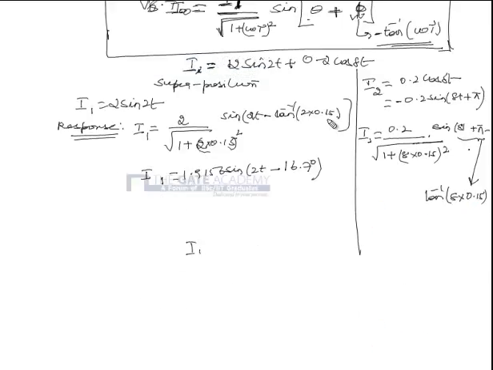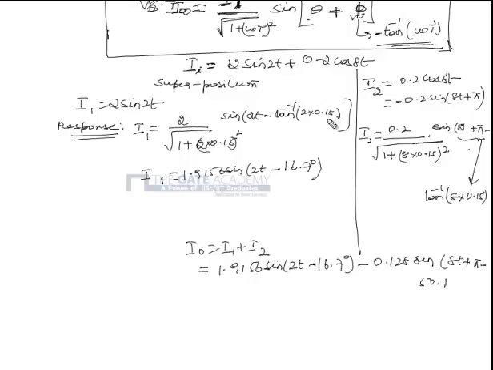So the output I0 equals I1 plus I2. If I add the two components, I get 1.9156 sin(2t minus 16.7 degrees) minus 0.128 sin(8t plus pi minus 50.19). So here the correct option is D. Thank you.